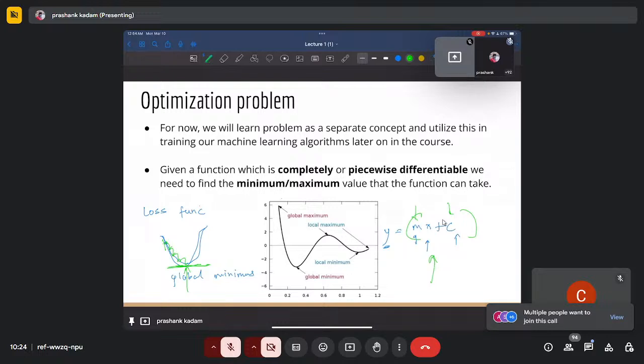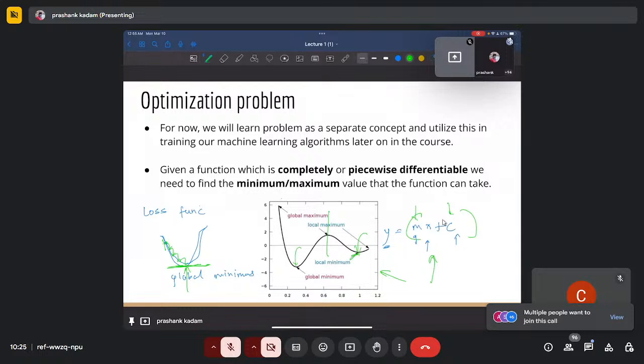So one thing is your function should be differentiable throughout, and it should be a concave function. Now, it could also be piecewise differentiable, which essentially just means that it could have local minimas as well. So, for example, in this image that you see in the diagram, you can see that there is a local minima over here. This point is a local minima. This is the global minima.